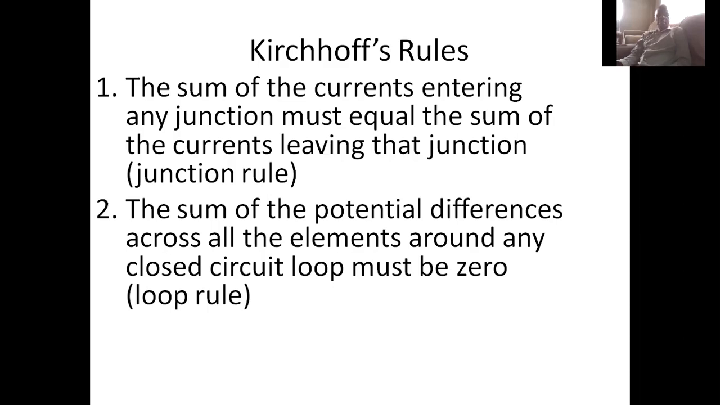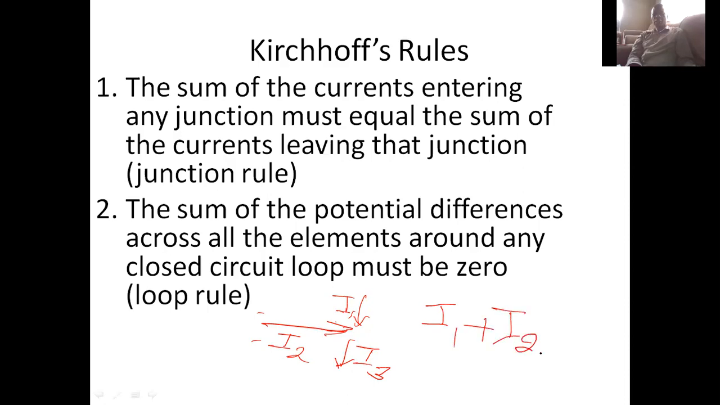The first rule states that the sum of currents entering a junction must equal the sum of the currents leaving that same junction. What it means is that if, for example, you have a current entering a junction and another current entering a junction, say this is current one and this is current two, and then you have one current leaving the junction, according to the first rule, current one plus current two, which are entering the junction, should be equal to current three leaving the junction.